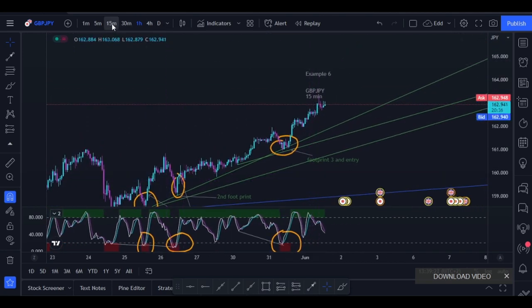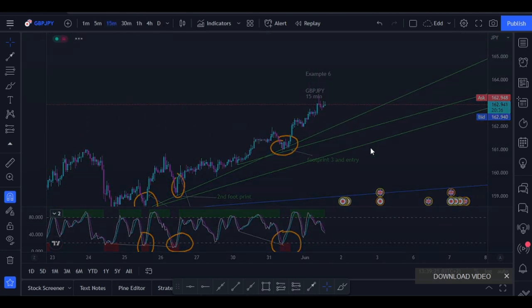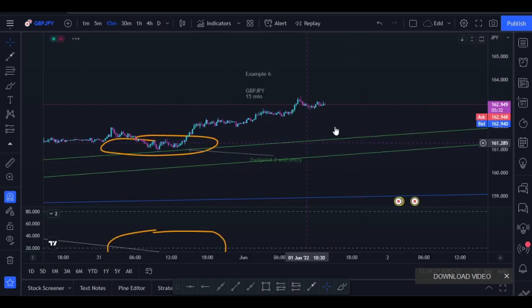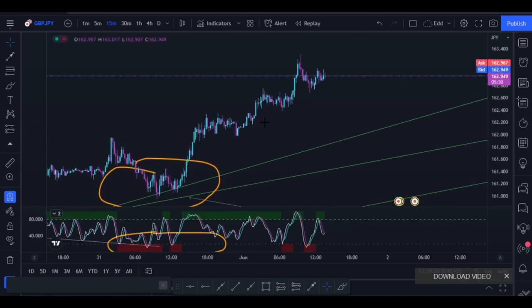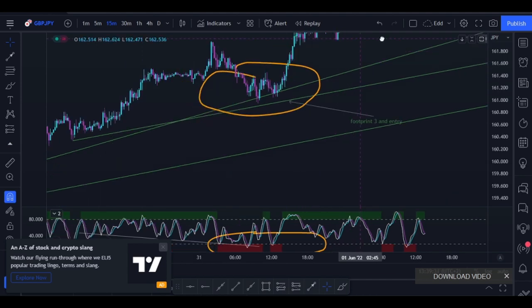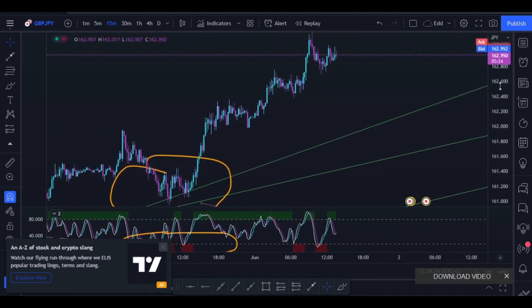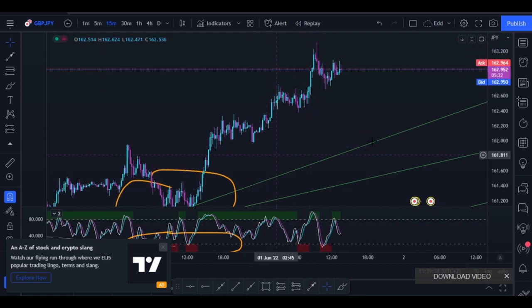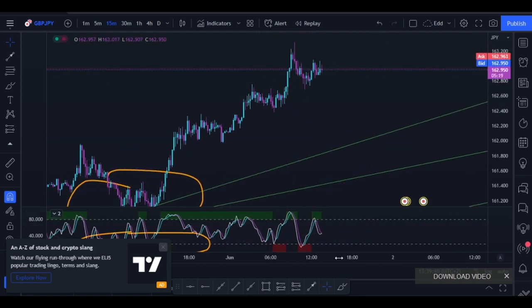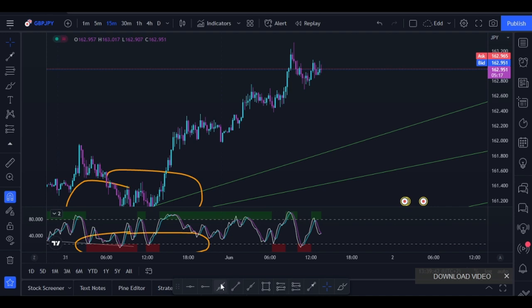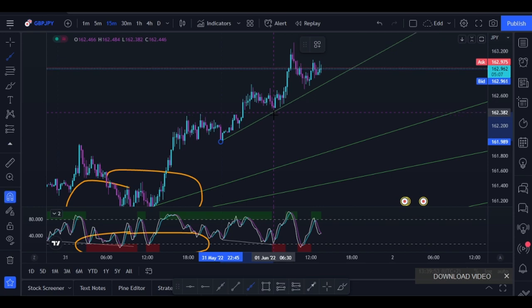Now let's get down to the 15-minute and show you where I entered today. I mean, imagine if you had taken all those trades. So much money in GBPJPY right now. So today, looking at the 15 minutes, I saw this here. It's oversold, so right there makes it a buy footprint. There's my footprint.